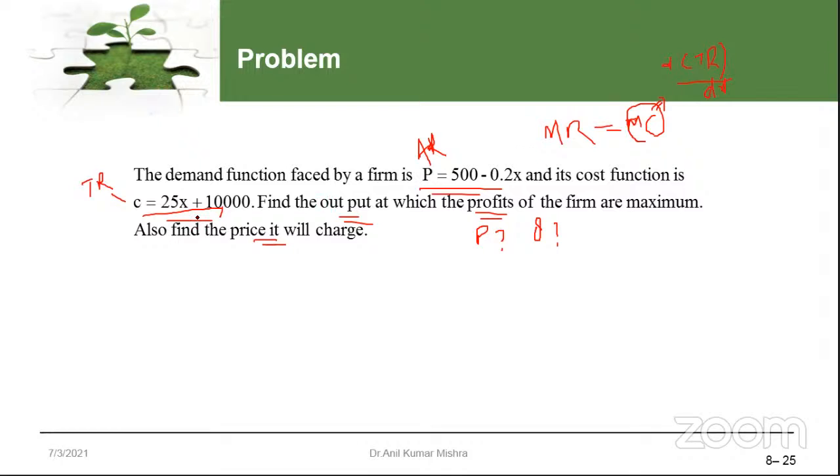Total cost is given. So marginal cost definitely, how much? You have to take the derivative of this particular equation. The derivative of 10,000 is 0, as it is a constant term. 25x is given. The derivative of x is 1. Therefore, marginal cost is 25.